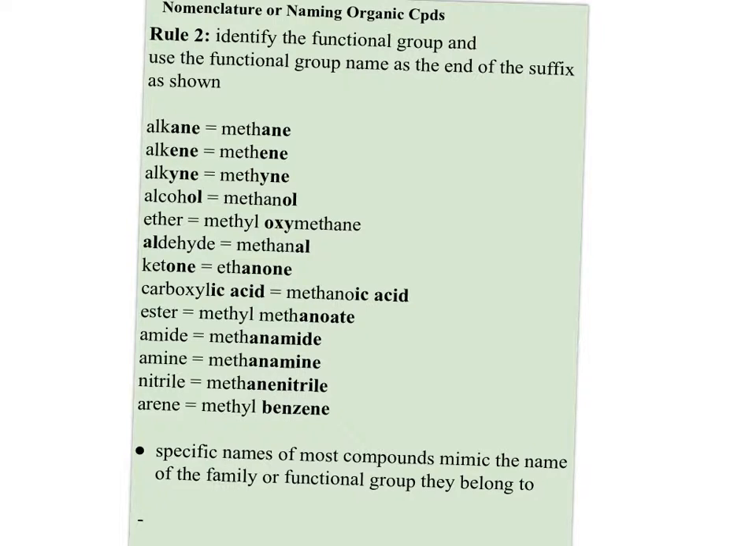Alkanes, you add the suffix to the name: methane. Alkene, it's methene. Alkyne, it's methyne. Alcohol, methanol. Ethers, there's an oxy in the middle, because there's an oxygen between 2 carbon groups. Aldehyde, it becomes methanal. I always have a hard time pronouncing it so that it sounds different from the alcohol, but it's OL versus AL. That comes from the beginning of the aldehyde name.